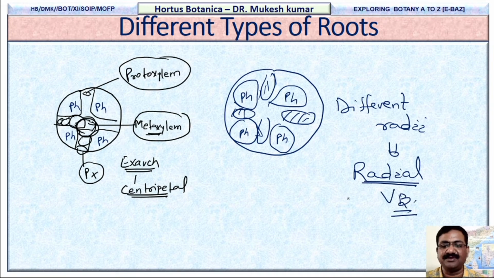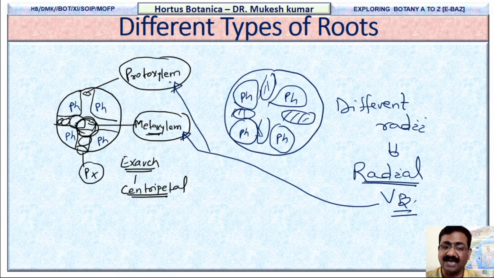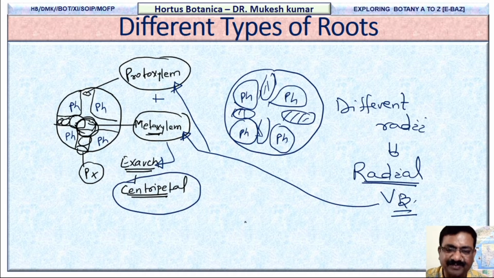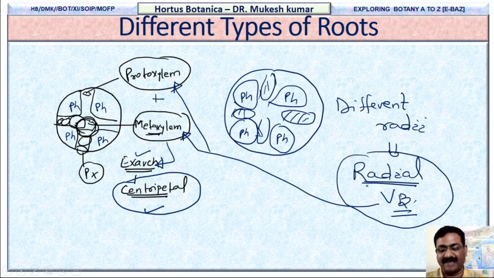In radial arrangement of vascular bundle, you will find metaxylem towards center and protoxylem towards outside. That's why this very arrangement is called exarch, which is also known as centripetal arrangement. So I think you are well acquainted with the terms centripetal arrangement, exarch arrangement, and what we mean by the radial vascular bundle of root.